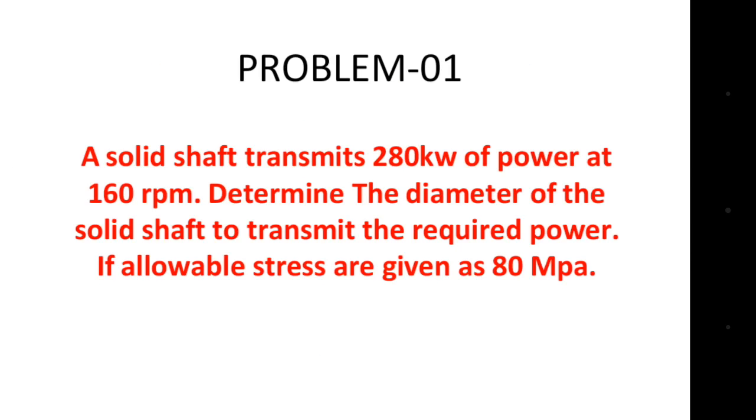Our first problem: a solid shaft transmits 280 kilowatt of power at 160 rpm. Determine the diameter of the shaft to transmit the required power if the allowable stress is given as 80 MPa. So we have been given some data in this question. Kindly proceed with the solution.